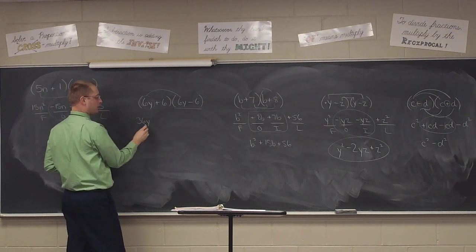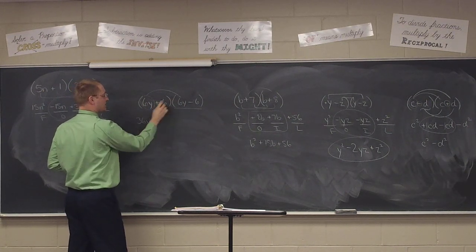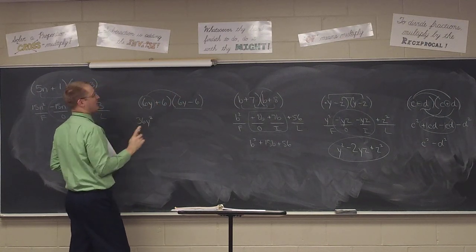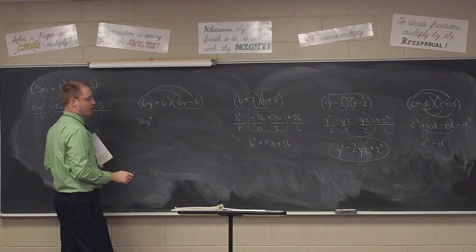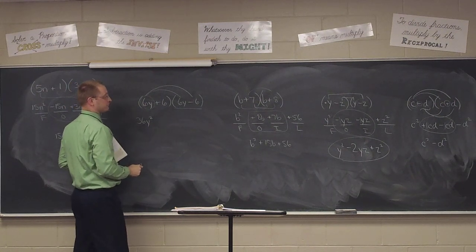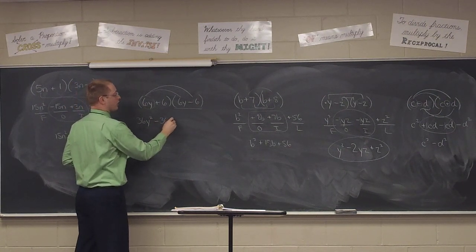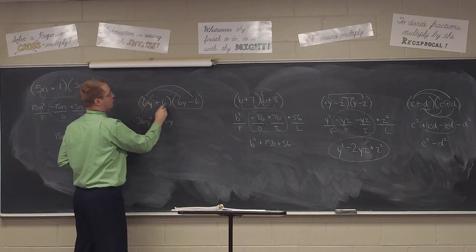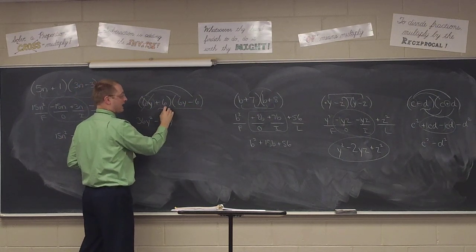Sign, number, letter. Sign is positive, number is 36, letter is Y. Square. There we go. Sign, number, letter. Negative 36y. Good, now we're done with the 6y. There's nothing left to distribute. Now I'm focused on the positive 6. Let's distribute that.